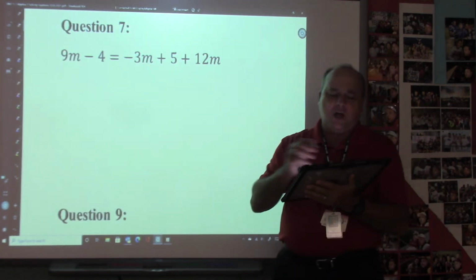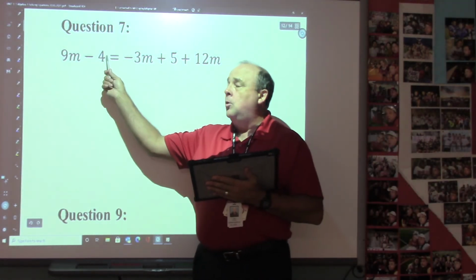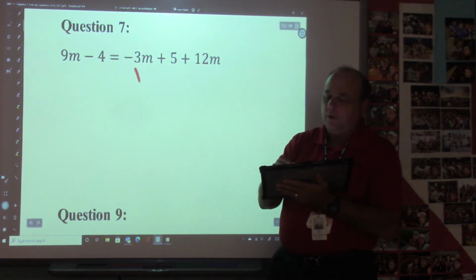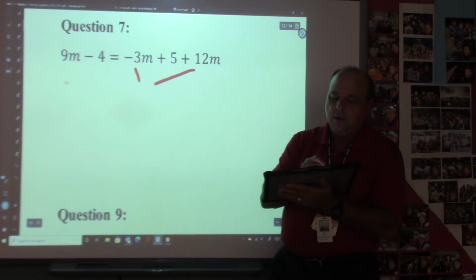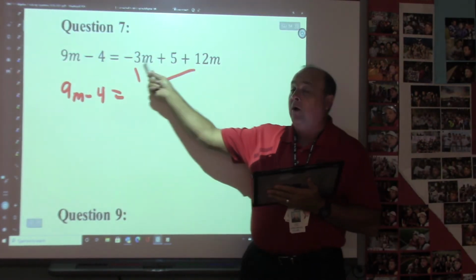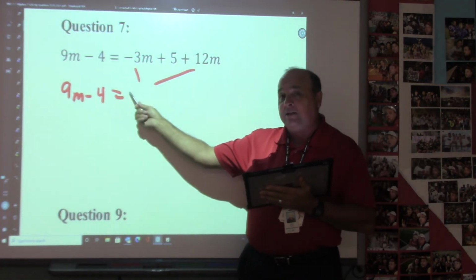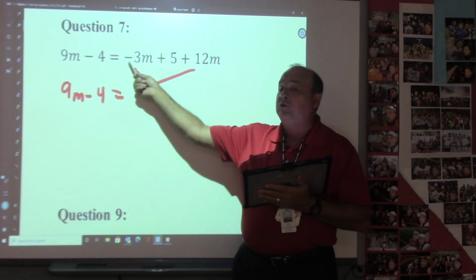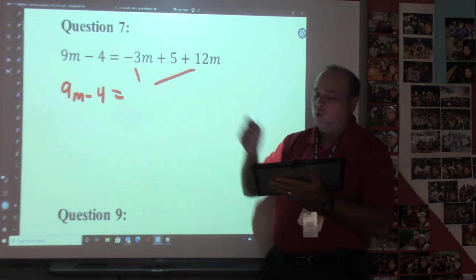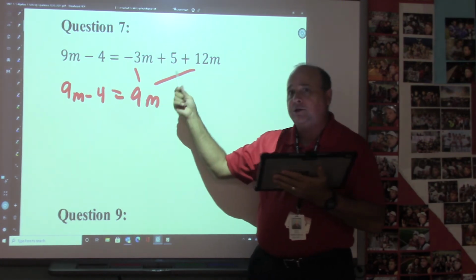Okay, on this problem, notice we have a letter and a number over here, but over here we have 2 letters, don't we? So we got to group those letters. So 9m minus 4 equals negative 3 plus 12. Which one do you have more of, 12s or 3s? You have more 12s, so it's positive, and these are different signs, so you'll subtract. 3 away from 12 is 9, and our letter's m. Sign, number, letter. You're still doing that.